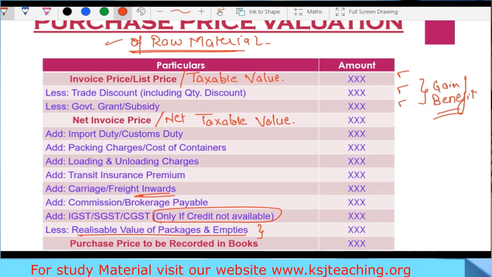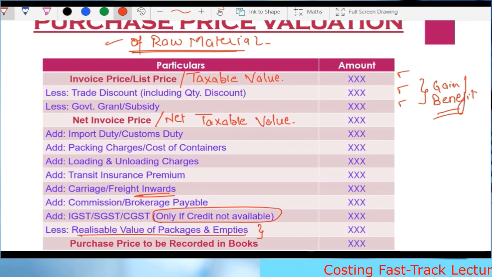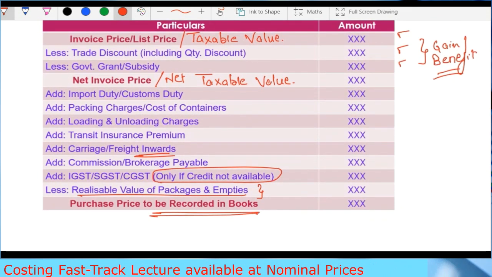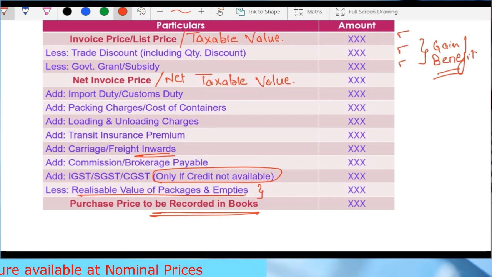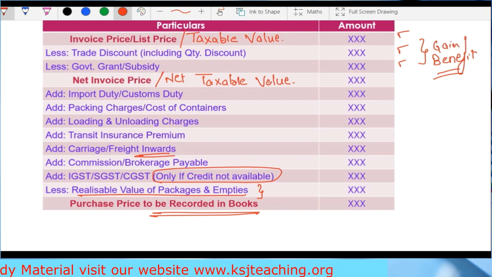If you keep that container, obviously, sir, for the manufacturer that container is also a cost. If you keep that container, he will charge you. If you return that container, he will not charge you. Clear? This becomes the purchase price to be recorded in the books. Now, the important point to note here is that any cost from the time you place an order till the material is received in your store, all that cost will become part of your purchase price, right?